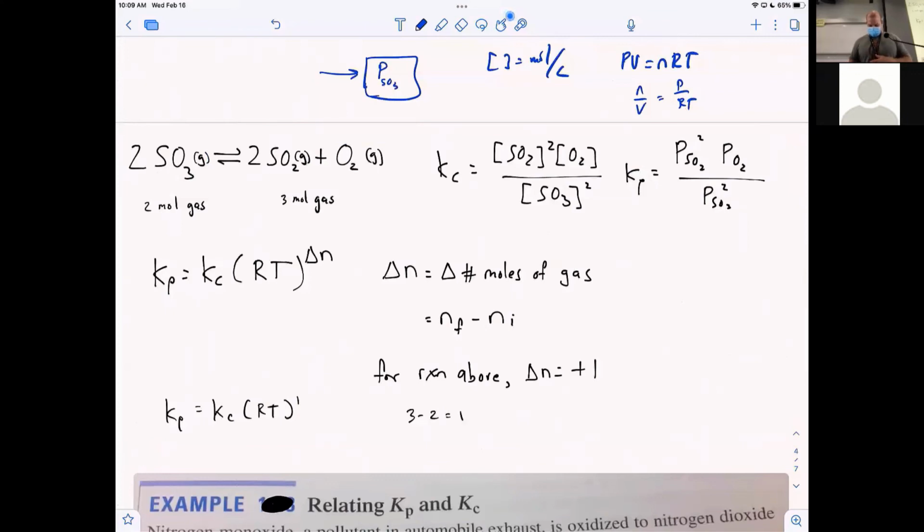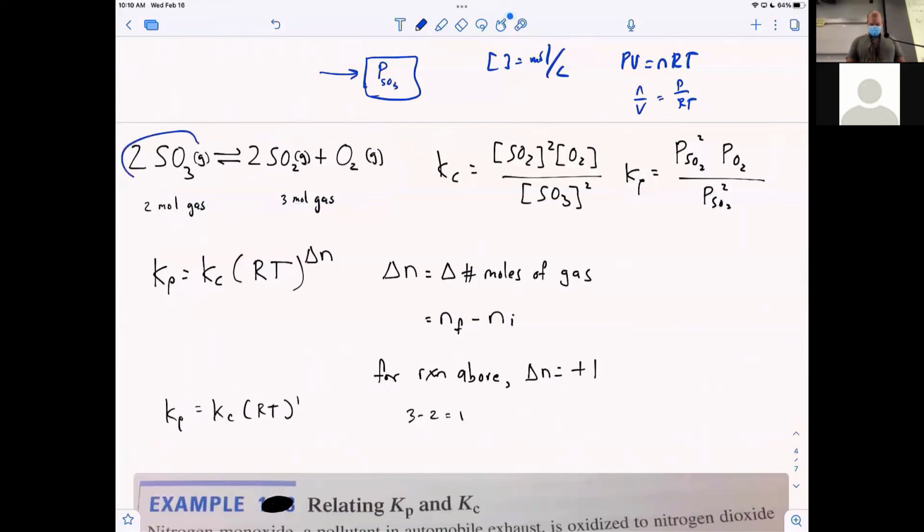And Kp and Kc are related such that Kp, the equilibrium constant in terms of pressure, is equal to the equilibrium constant in terms of concentration, Kc, times the quantity RT raised to the delta N power. The delta N is the change in the number of moles of gas. So in this chemical reaction, we have a delta N of 1. So final minus initial. Our final is 3 moles of gas. Our initial is 2 moles of gas. Where am I getting 2? Where am I getting 3?